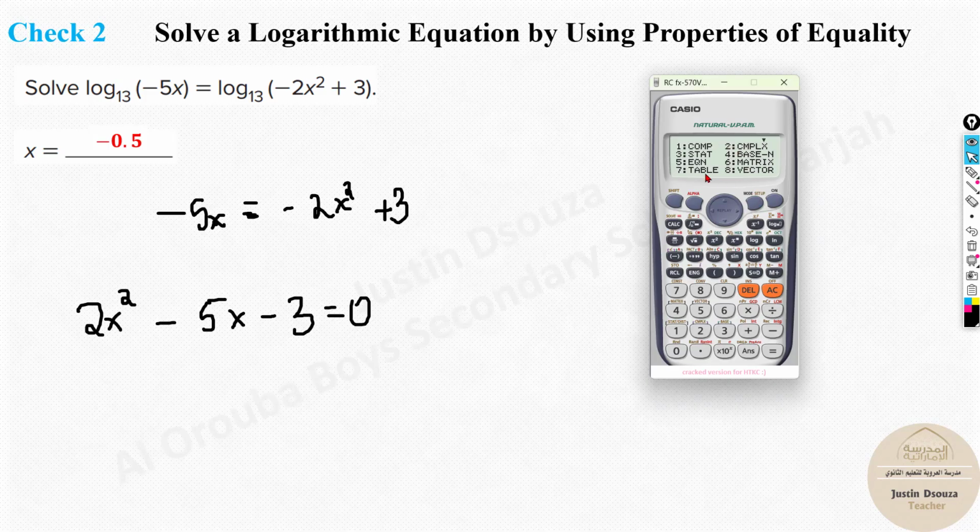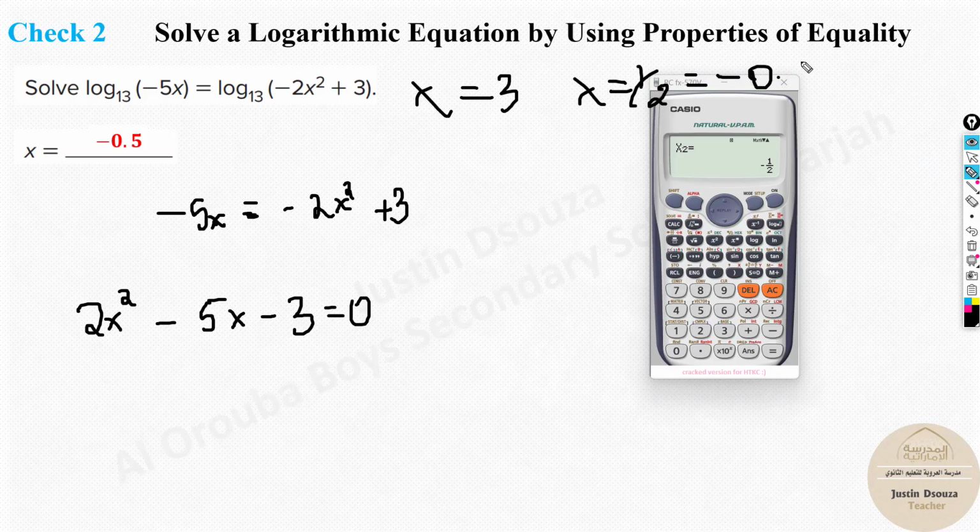Now mode 5, 3, substitute the coefficients 2, minus 5 and minus 3. Here you will get the values x is equal to 3 and x is negative half, that is equal to negative 0.5. Forgot the minus here. Okay.